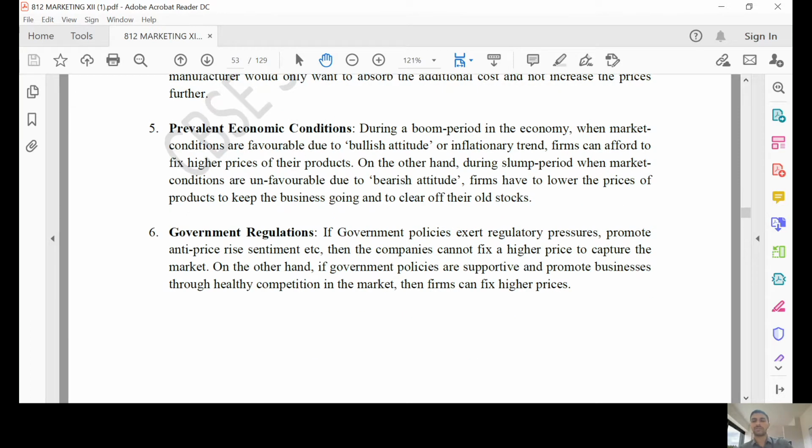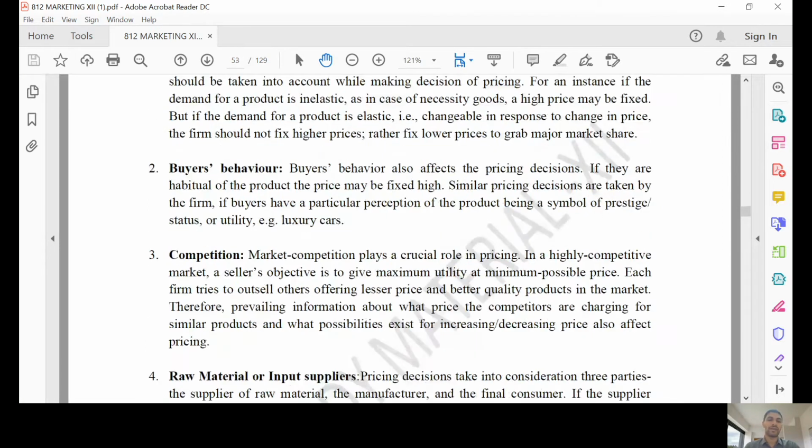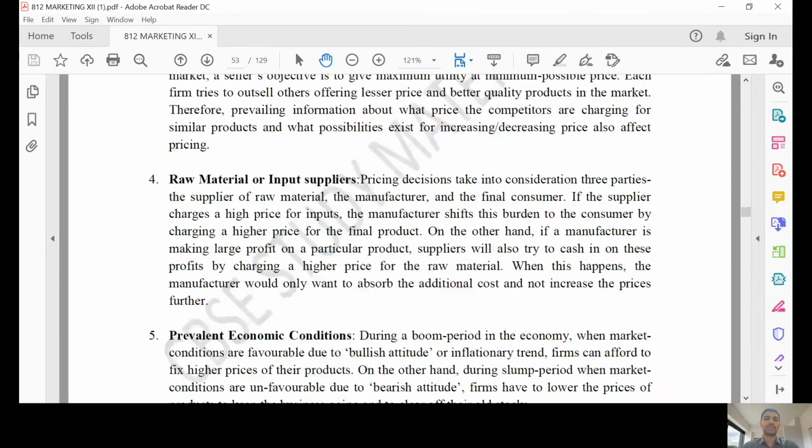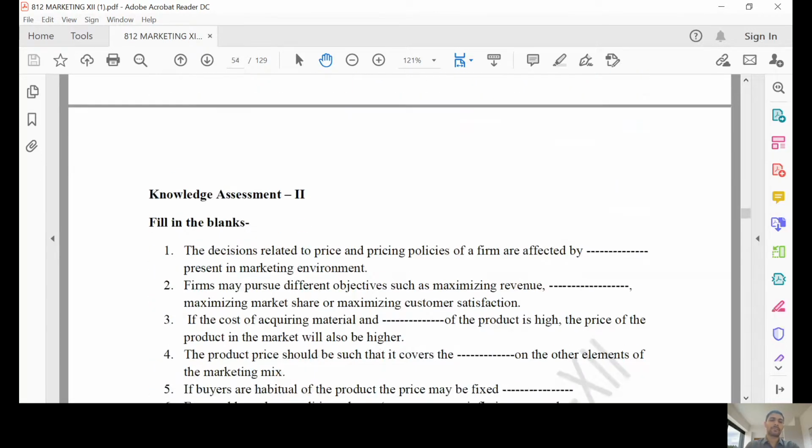Government regulation. Government is also actively engaged in controlling the price. The farm products and agriculture products, the price of such products is controlled by governments, and the price of petrol also is controlled by government. And if government sees that there is a lot of inflation in the market, they will take measures to reduce it. So these are all various external factors which are influencing the price, like demand, buyer behavior, competition, raw material or input suppliers, the economic condition, government regulation, all these things.